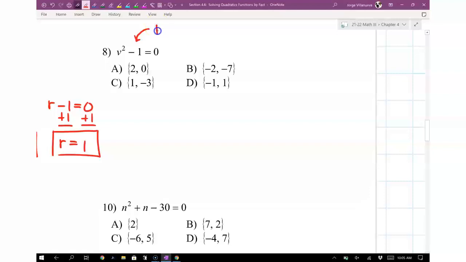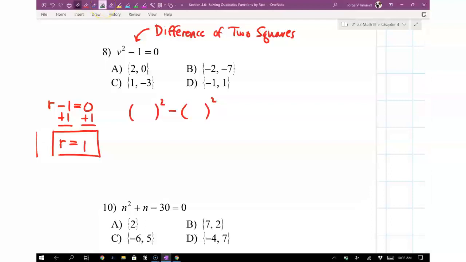Okay, this is a difference of two squares. Whenever you factor that, you just use parentheses like this. That's all you have to do. So what squared is v squared? What letter do I square to get v squared?